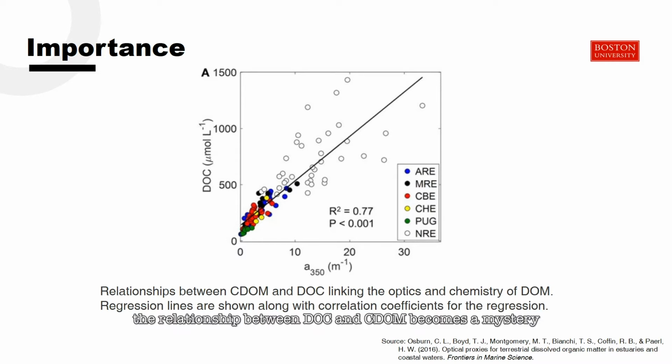However, the relationship between DOC and CDOM becomes a mystery in the open ocean. The biogeneration, biodegradation, and photobleaching of organic carbon are all essential regulators of this ratio. If you want to evaluate the largest oceanic organic carbon pool from satellite, it's necessary to model CDOM photobleaching quantitatively.